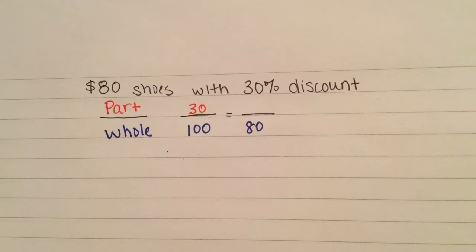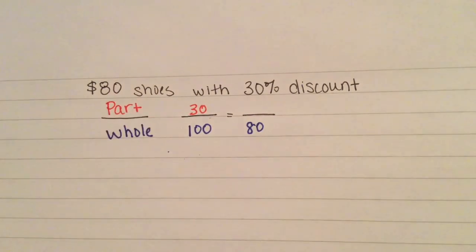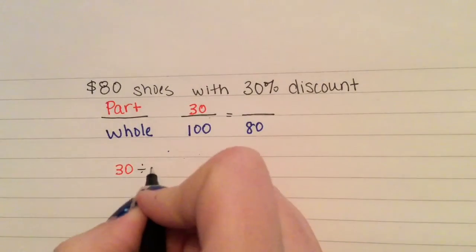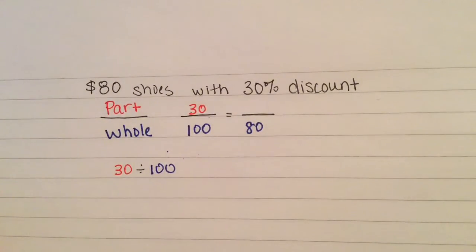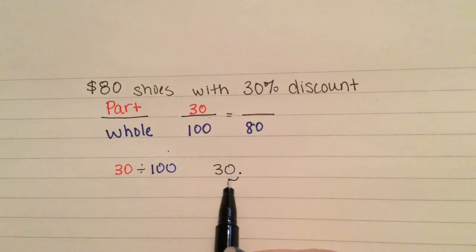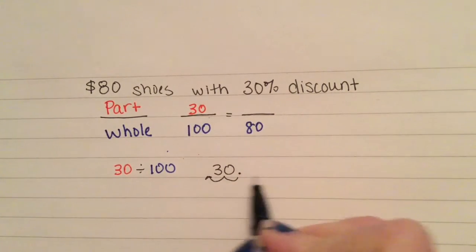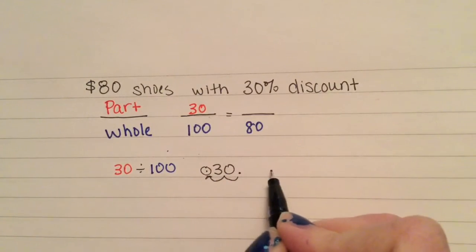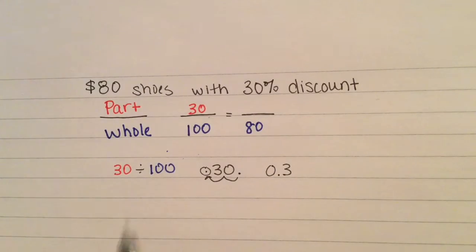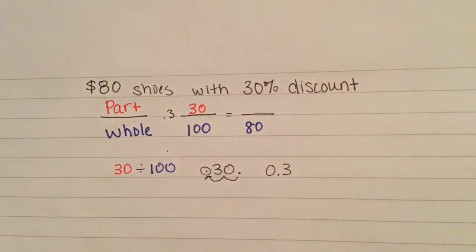My first step is going to be to find a scale factor. I'm going to do that by dividing numerator by denominator. So I will take my 30% and I will do 30, my numerator, divided by 100, or my denominator. To divide by 100, I take my decimal and I move it 2 spots to the left. 30 divided by 100 is 0.3. So my scale factor is 0.3.